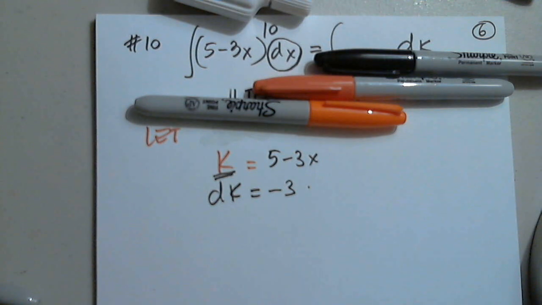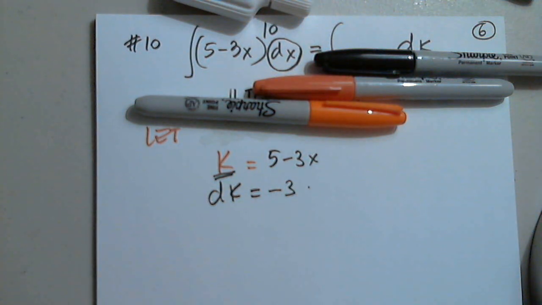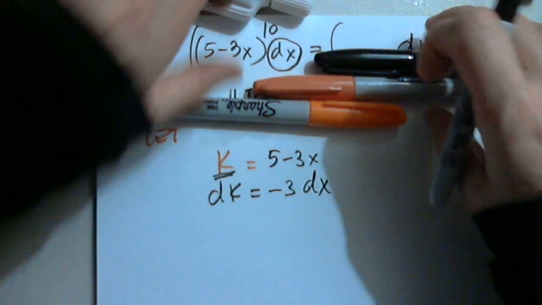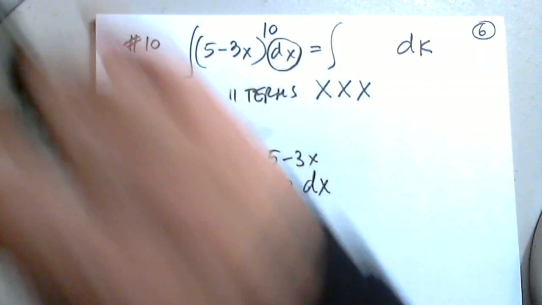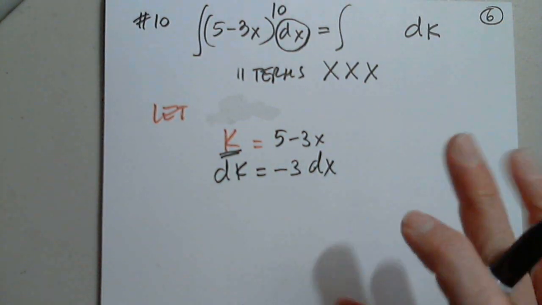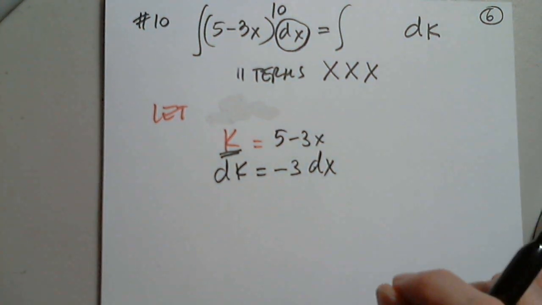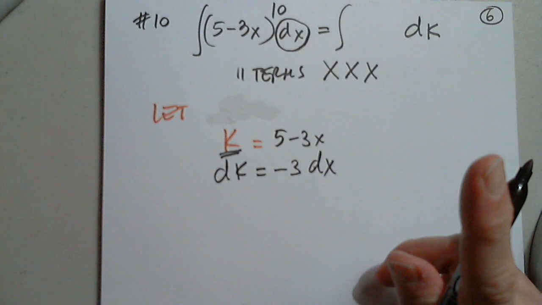So then it's just negative 3 dx. Exactly. Absolutely. Negative 3 dx. Stay with me. What about the exponent? We haven't finished. Okay, you're way ahead of me. That's awesome.